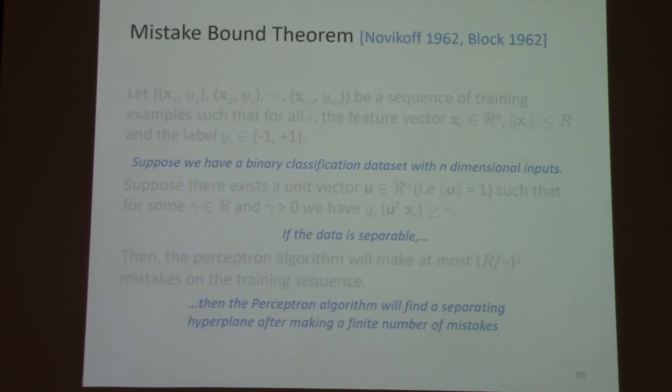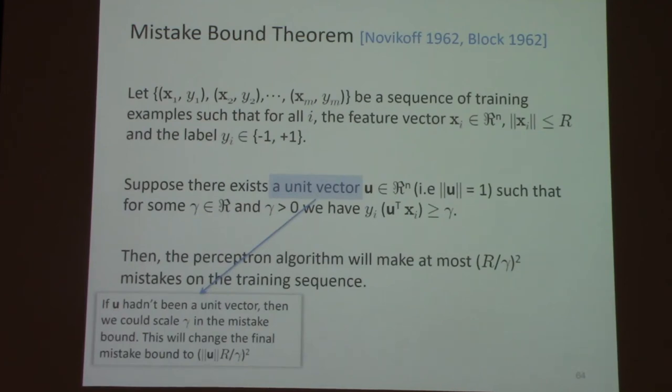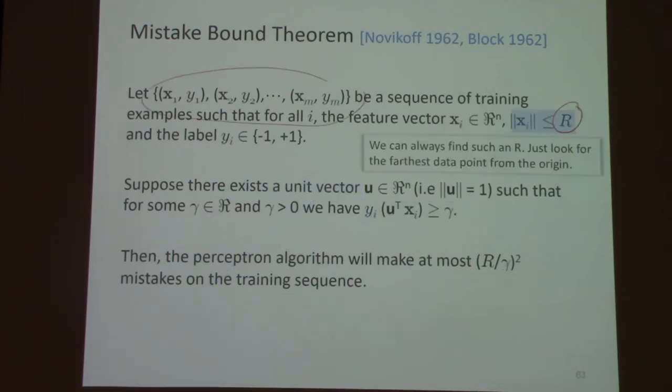Another way, if you want to translate this to English, this theorem says, suppose you have a binary classification problem in n dimensions. If the data is linearly separable, then the perceptron algorithm will find a separating hyperplane after making a finite number of mistakes. And this is basically the convergence theorem. Before going into the proof, are there any questions about the statement of the theorem, both the intuitive version and the more formal version? I'll leave this one on, assuming this will trigger more questions.